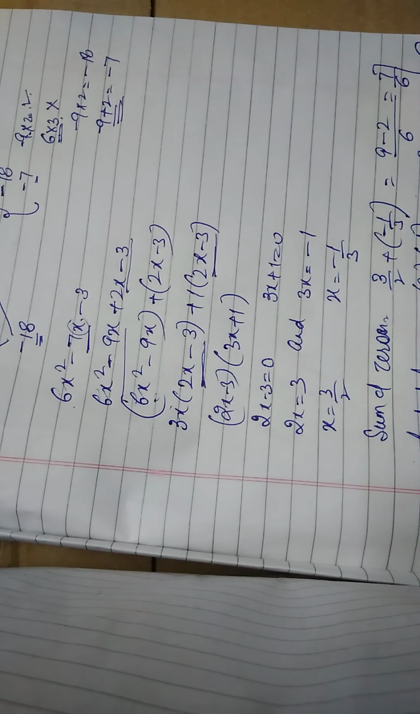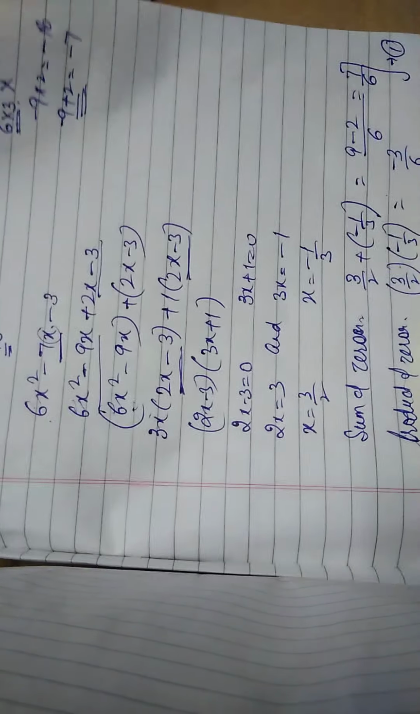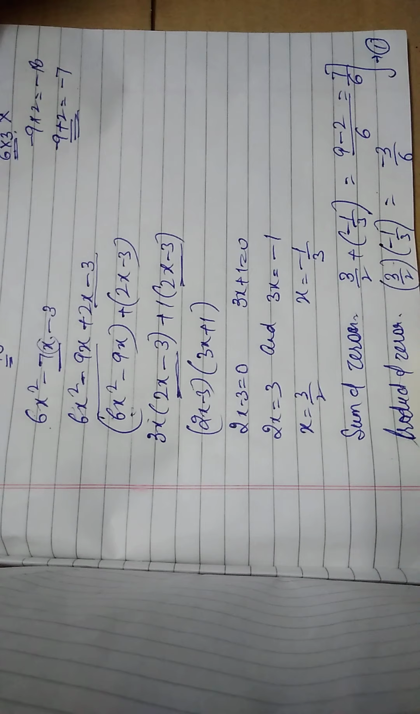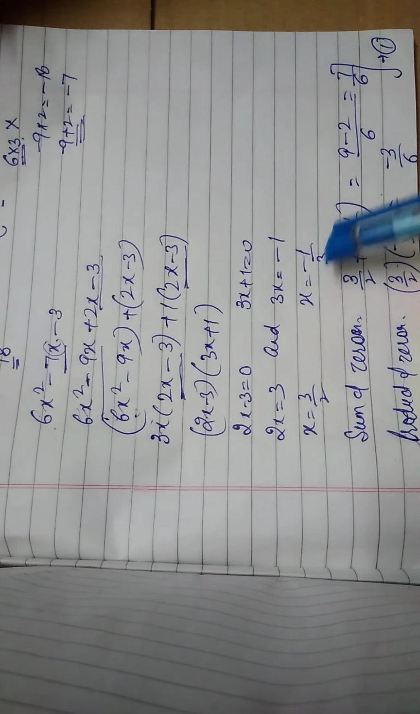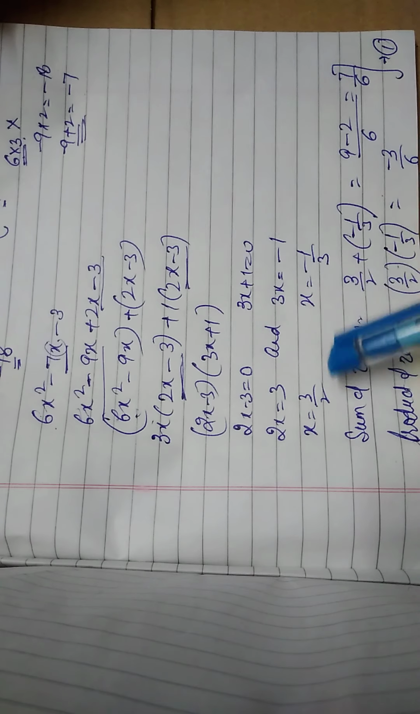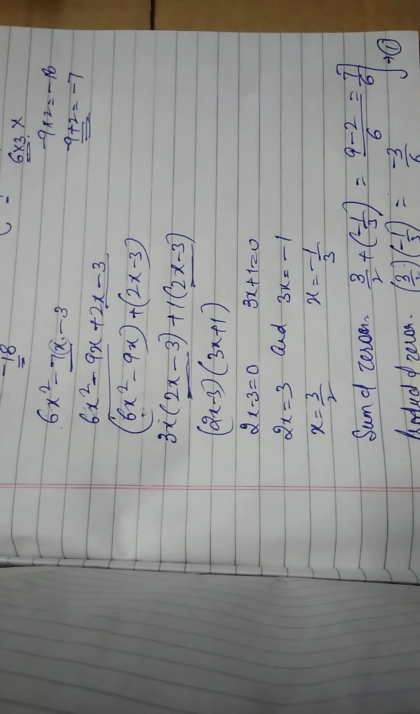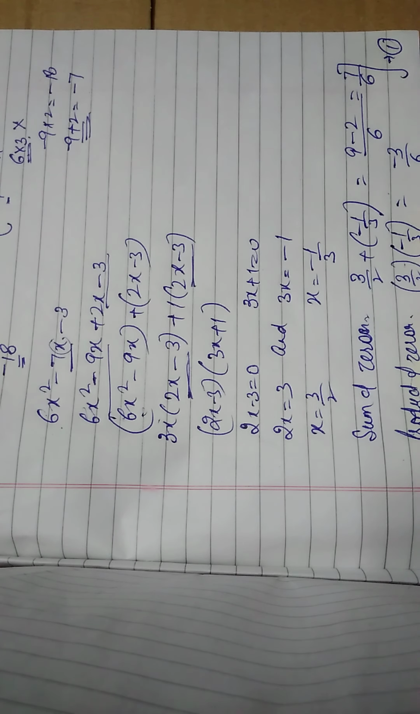Now we have done this. My sum of zeros and product of zeros is done with the actual zeros. We obtained the zeros, and we have worked with the actual zeros. Now we do the sum of zeros and product of zeros with the help of their coefficients.